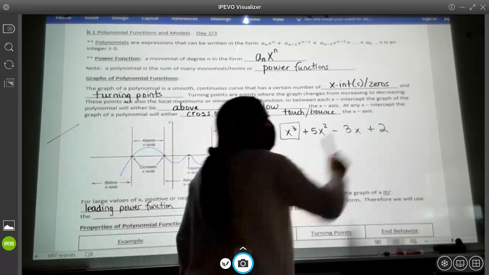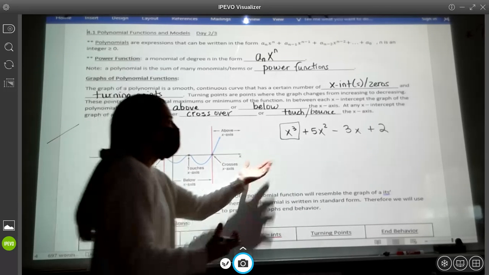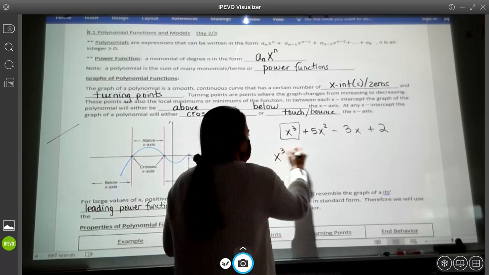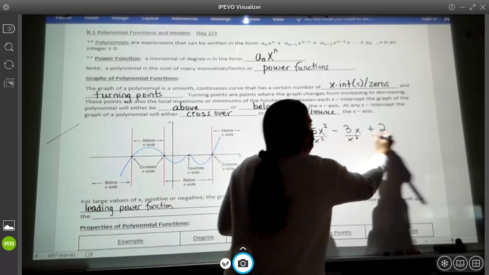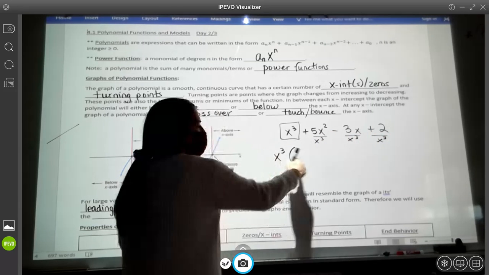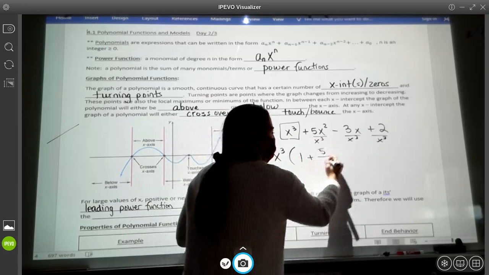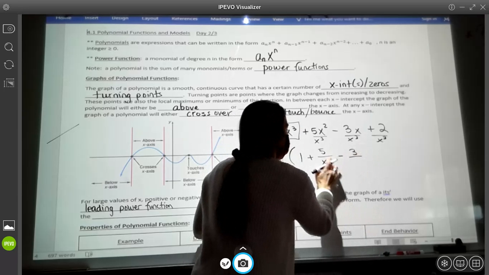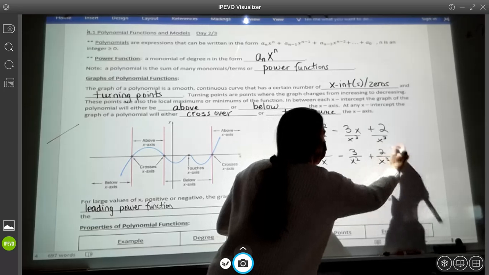What happens to all of the other terms in this polynomial? Well, guys, you have to think about it. If I was to factor x cubed out of this expression, like divide everything by x cubed, what's going to be taken out? I have 1, plus then I'd be left with 5 over x, minus 3 over x squared, and then plus 2 over x to the third.